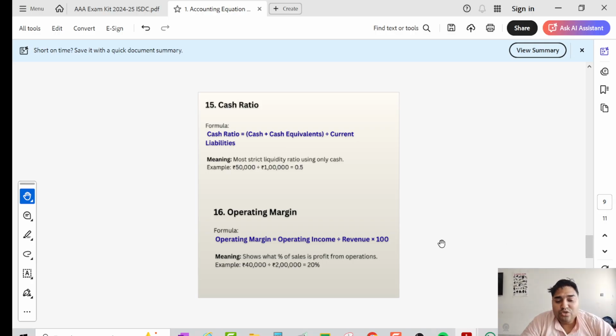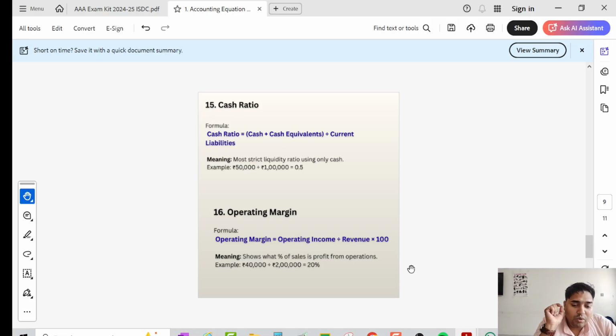The cash ratio is calculated against the current liability. The cash ratio means cash plus cash equivalents, the strictest ratio, using the cash only. So 50,000 cash and cash equivalents against the liability of 100,000. It means 0.5 is the cash ratio.